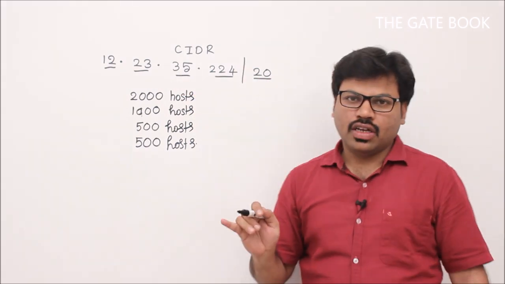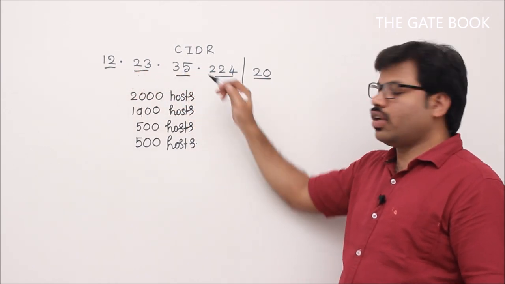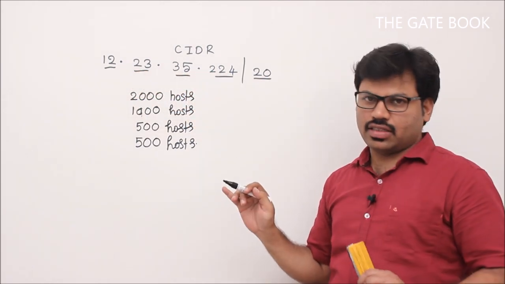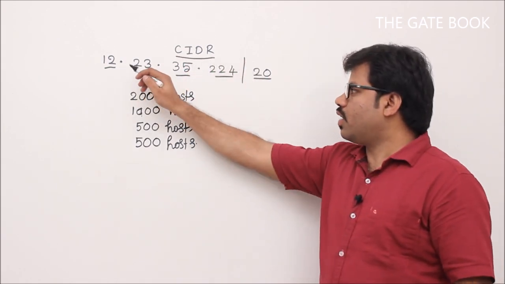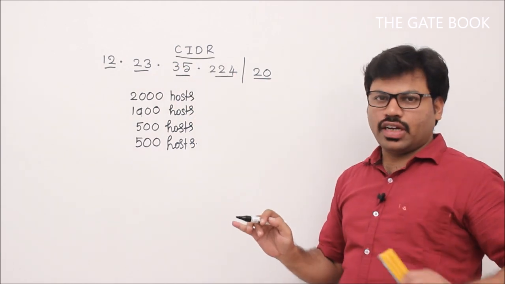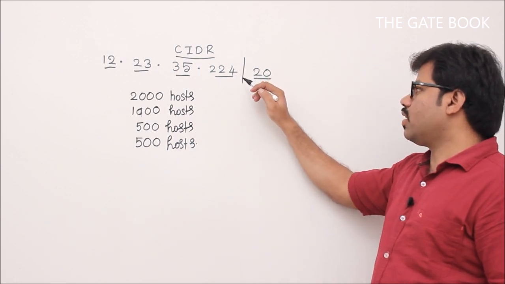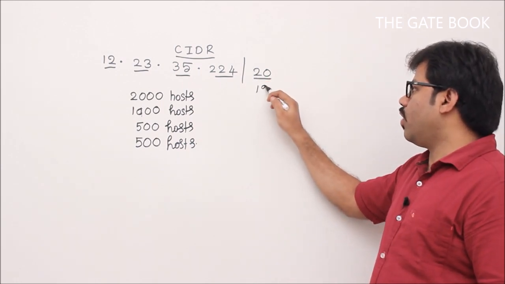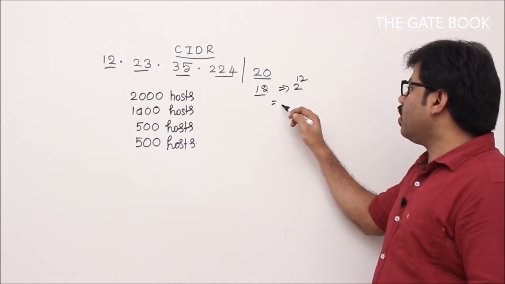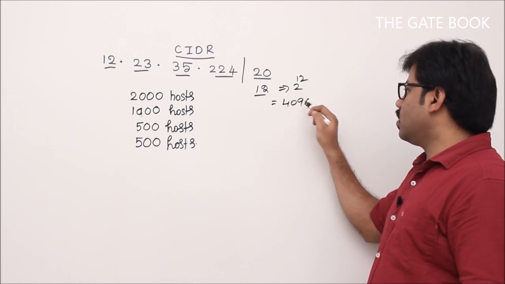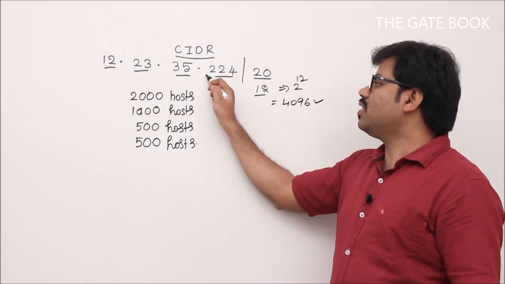12.23.35.224/20. Okay, in this one, remember one thing, this 12.23.35.224 is one of the IP addresses in the given IP addresses. Okay, CIDR just represents IP addresses. Don't assume that this is a network address. I will tell you how to find out the network address. Okay, so given the IP address and 20 bits for the prefix, the remaining host bits are 12, right? That means 2 power 12 patterns we got finally, which is nothing but 4096 addresses. So this notation says that we have 4096 addresses. One of them is this one, that's it.